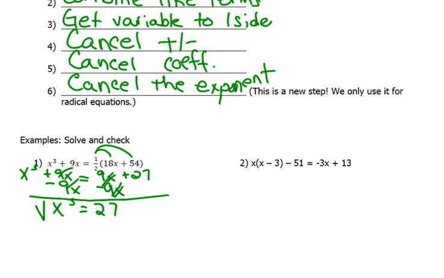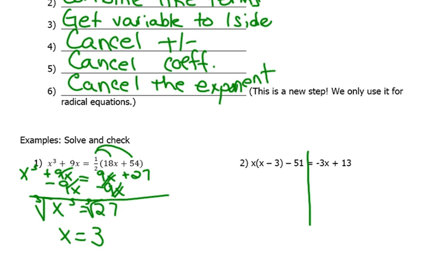So now I'm going to take the cubed root of both sides. So I have to know, well, what times itself 3 times gives me 27? And our answer to that is a 3. All right, so very similar to what we've done before. We'll check a couple later on here.